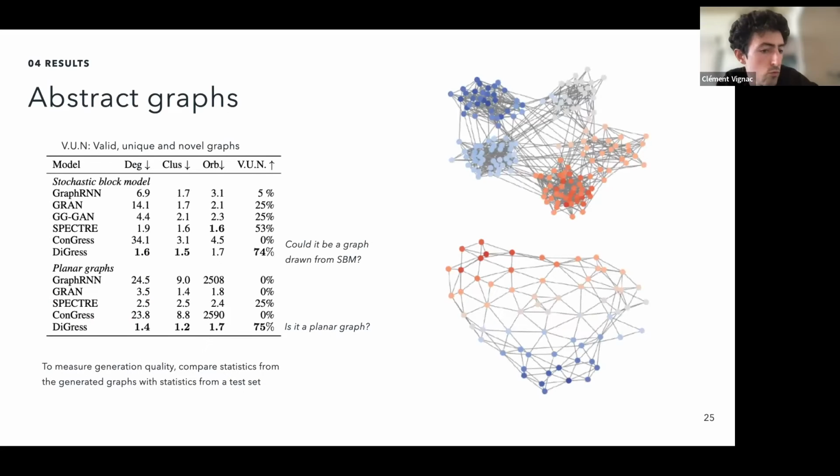So let's get to numbers now. And let's start with abstract graphs. For these graphs, we don't have attributes. Here the colors are just for illustration. So we just want to compute if there is an edge or if there is no edge.